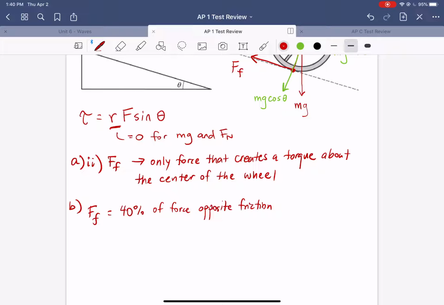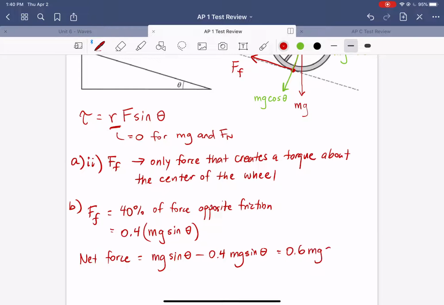So the friction force we're told is 40% or 0.4 times the force component that is opposite to the force of friction, which is mg times sine theta. So that means the net force down the hill is going to be the downhill force, mg sine theta, minus the uphill force, which is 0.4 mg sine theta, and that is 0.6 mg sine theta. That is the net force.